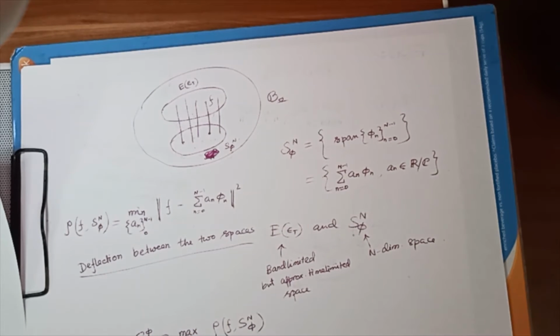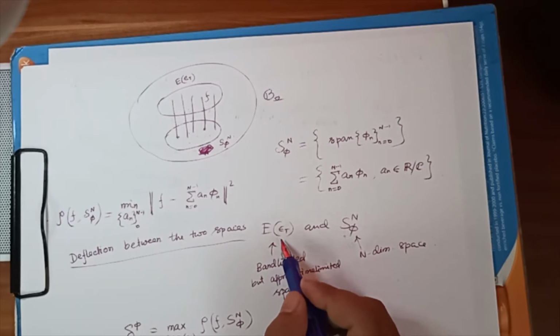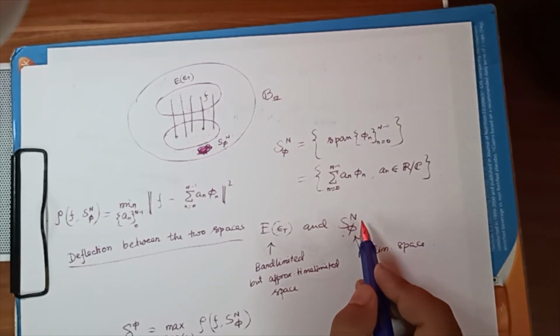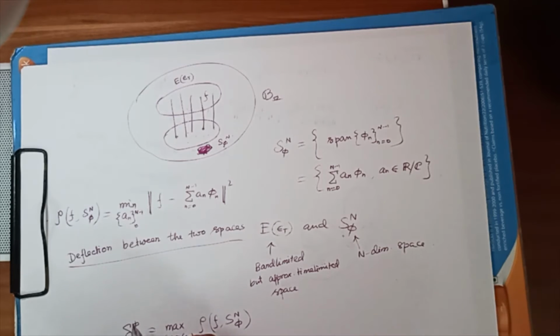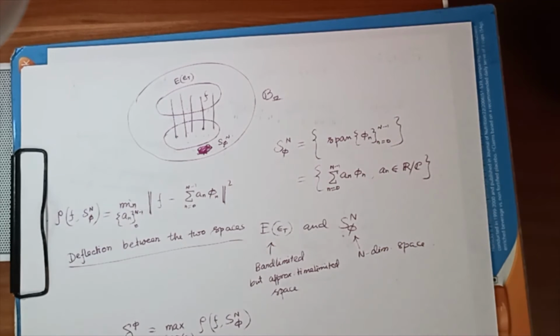Now what I want to do, I want to minimize this deflection. So my objective is that this deflection, which is essentially a sense of how far this so-called band limited and approximately time limited signal space is from a finite dimensional space, so that I obtain for a particular set of basis function for this particular S n phi. My last optimization will be to find out the basis function for which this deflection is minimized.